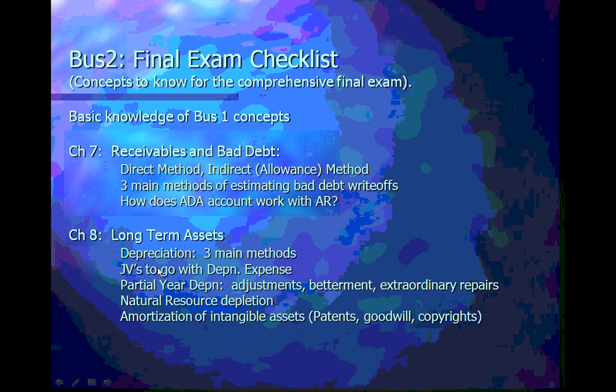Got to know the journal entries that go with depreciation expenses and the contra accounts, right? Both ADA or contra accounts, and so as accumulated depreciation. Partial year depreciation. We don't buy things only on January 1st like your accounting book often says. You've got to know how to deal with partial year or even partial month depreciation.